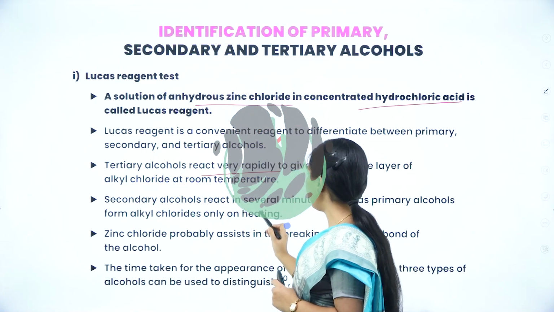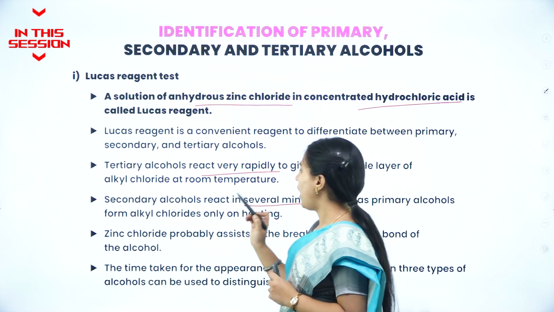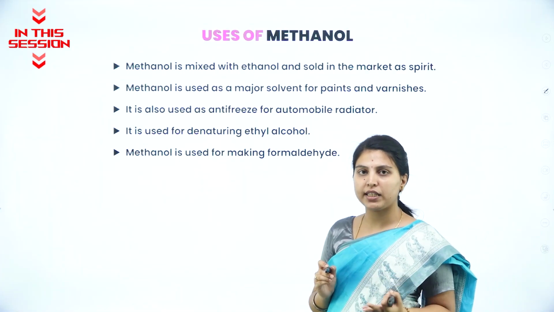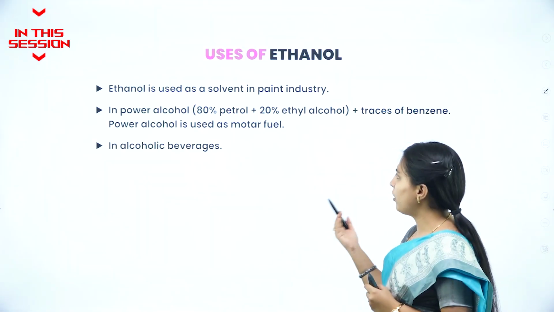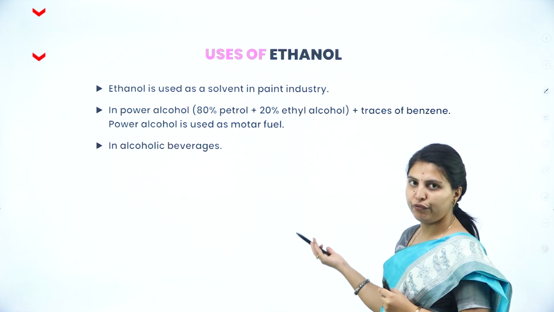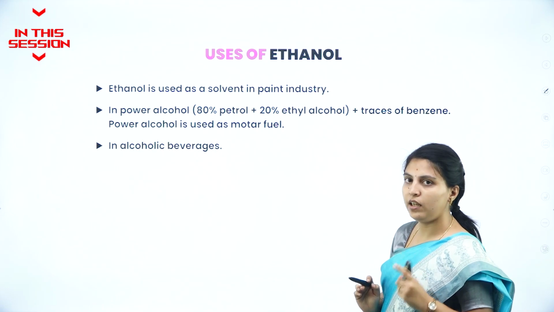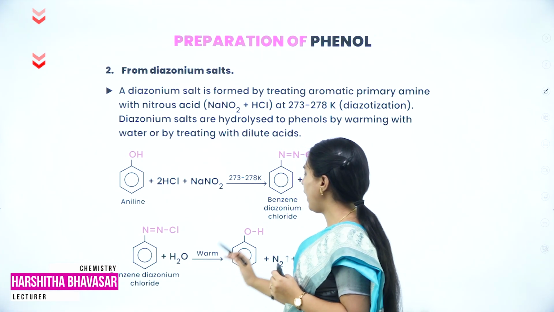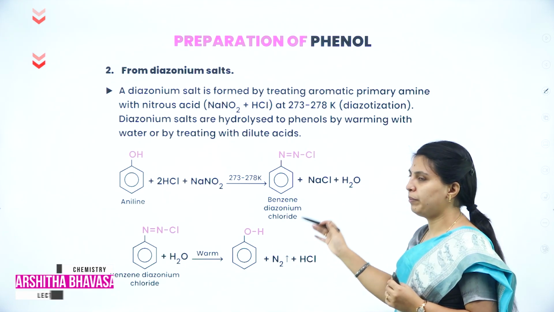Secondary alcohols react in several minutes, whereas primary alcohols form alkyl chlorides only on heating. Whatever you are seeing in the markets as spirit, that methanol will be mixed with ethanol. Power alcohol is used as a motor fuel, that is 80% of petrol plus 20% of ethyl alcohol. Diazonium salt, when treated with water and warmed, will give phenol and nitrogen gas will be liberated.